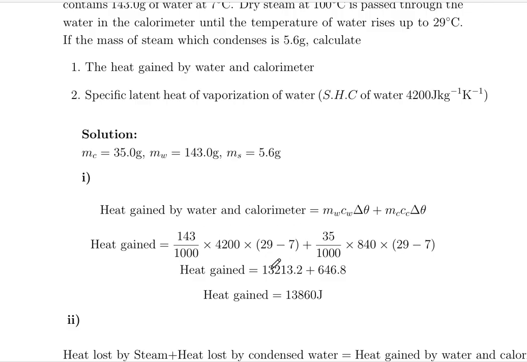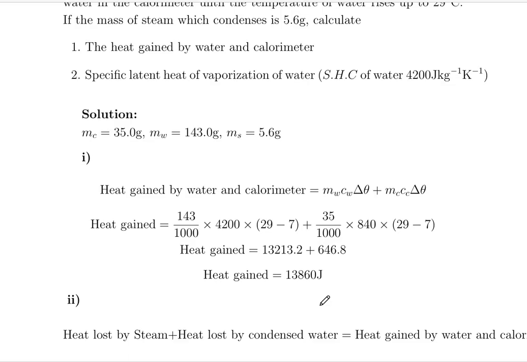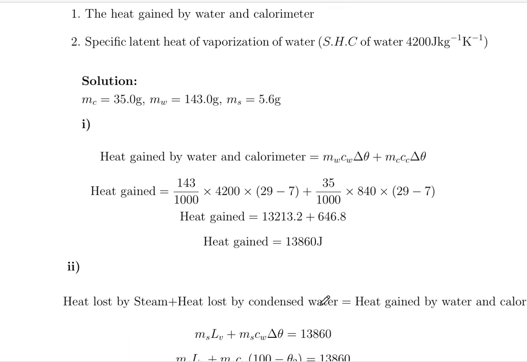So the heat that has been gained by the calorimeter and the water, when we compute this, leaves us with 13,213.2 joules plus 646.8 joules. That is coming from the heat that has been gained by the calorimeter. Then when we sum up these two, it leaves us with 13,860 joules as the heat that has been gained by the calorimeter and the water.